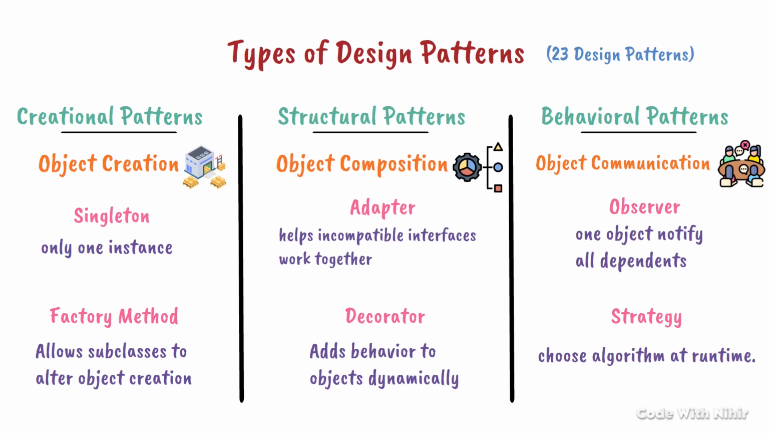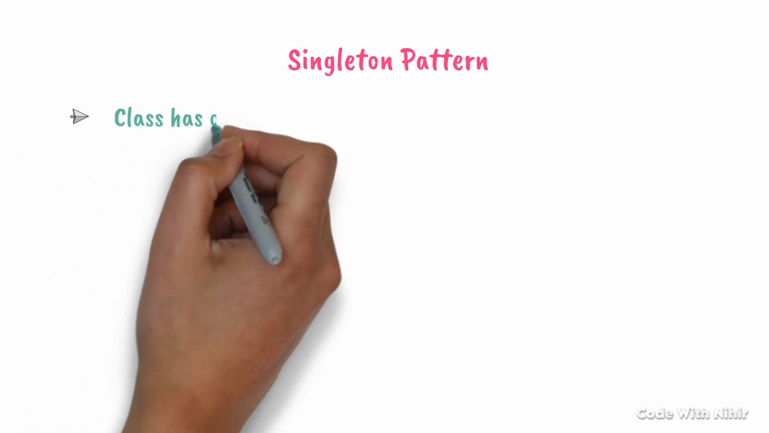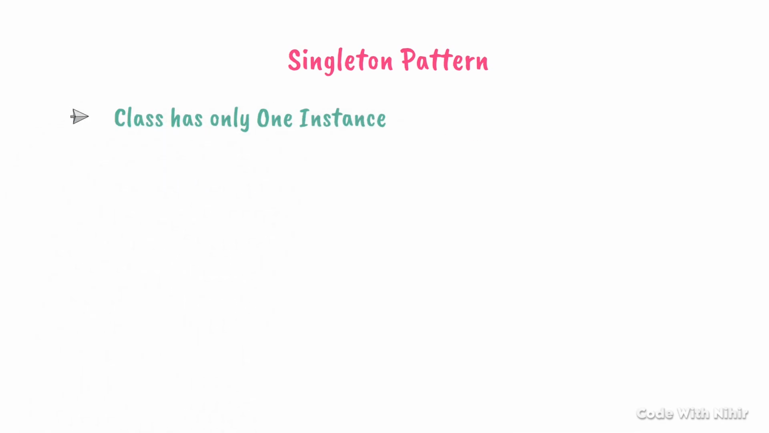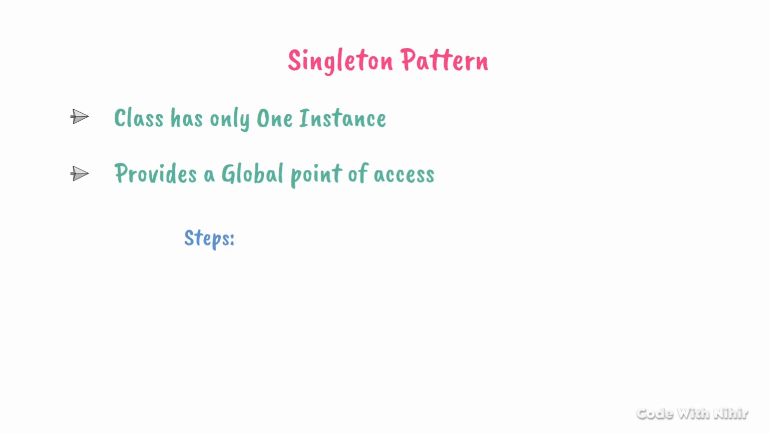Now, let me give you a quick demo of the singleton pattern. This pattern ensures that a class has only one instance and provides a global access point to that instance. Here are the basic steps to implement this.